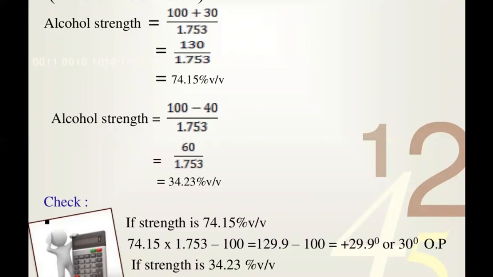Next, the alcohol strength for under proof, 40. So 100 minus 40 by 1.753, then we will get 34.23%. So if the strength is 74.15%, you check the value: 74.15 into 1.753 minus 100. Then how much will we get? 129.9. So 129.9 minus 100, we will get plus 29.9. Plus 29.9 means that is overproof. Simple.